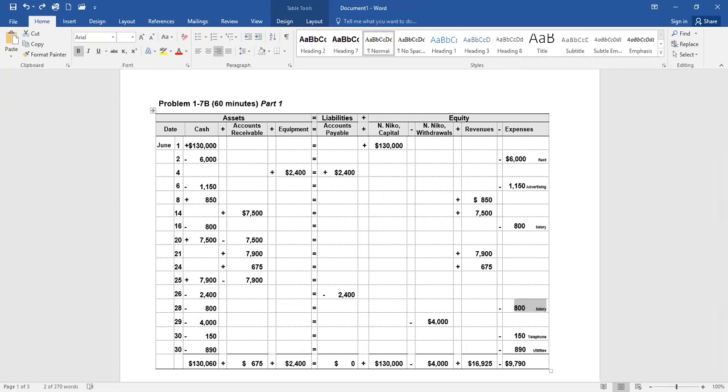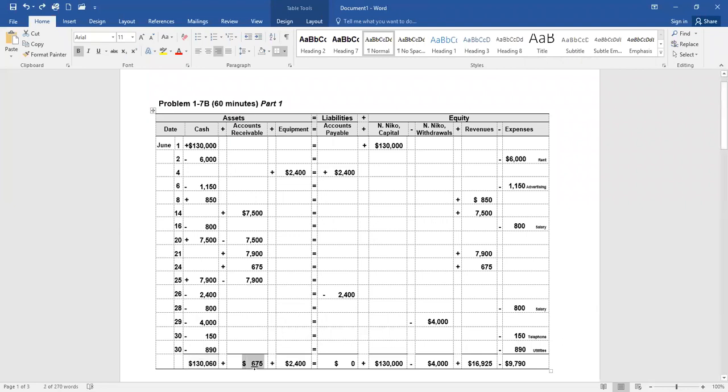At the end of all those transactions, the cash balance is $130,060. Do the same with the accounts receivable column. Positive 7,500, negative 7,500. Positive 7,900, positive 675, negative 7,900. So the balance in accounts receivable is $675. And that's true. We have one customer who still owes us $675.